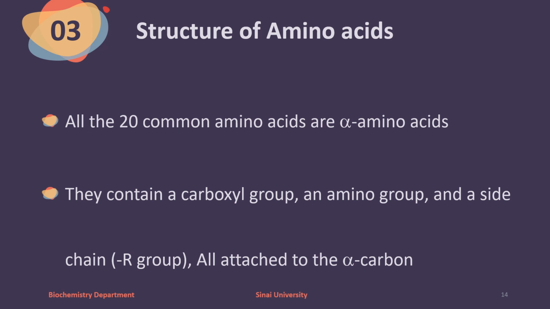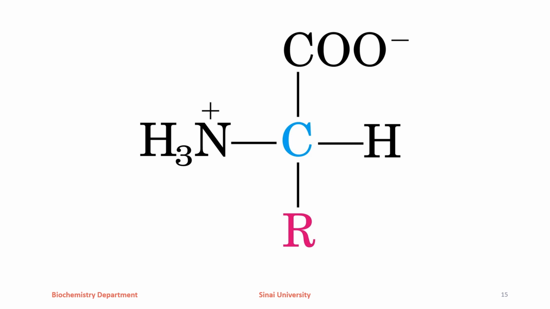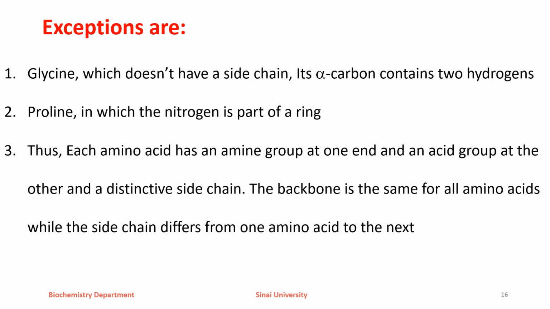Structure of amino acids. All the 20 common amino acids are alpha amino acids. They contain a carboxylic group, an amino group, and a side chain R group, all attached to the alpha carbon. As we see here, the carbon atom is attached to carboxylic group, amino group, side chain, and hydrogen atom. Exceptions are number 1, glycine, which doesn't have a side chain, its alpha carbon contains 2 hydrogens. Number 2, proline, in which the nitrogen is part of a ring.